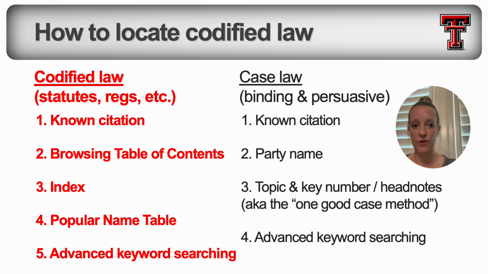So we've got multiple different ways of identifying relevant codified law. Again, we've got our known citation using our basic finding tools like table of contents and index, our popular name table, and then not only just basic keyword searching, but using our advanced search tools, such as Boolean terms and connectors, things that we'll get more familiar with once we start digging into those legal research databases.